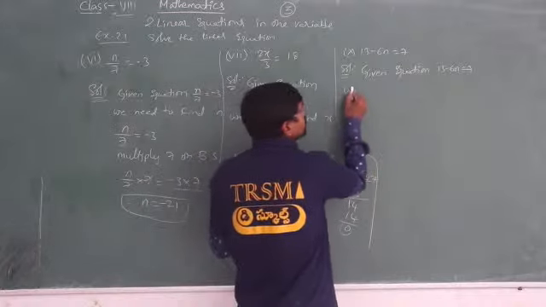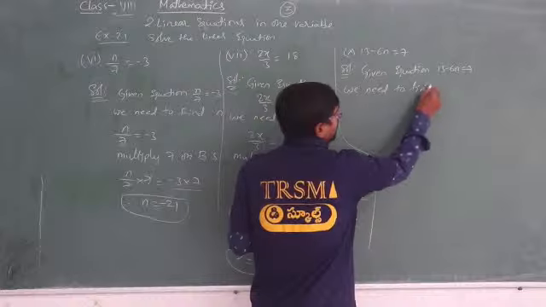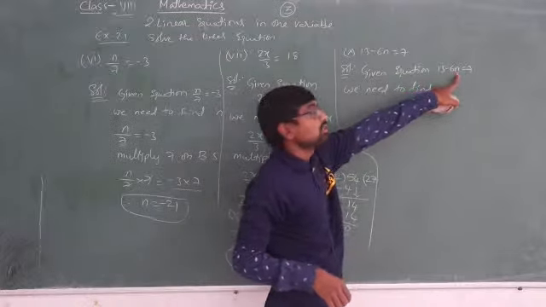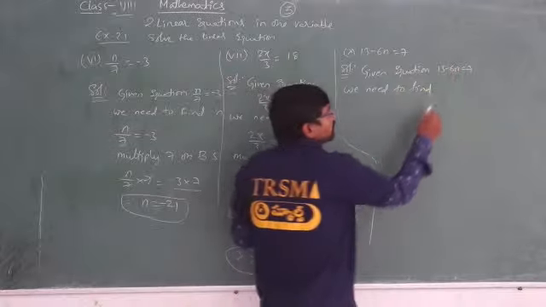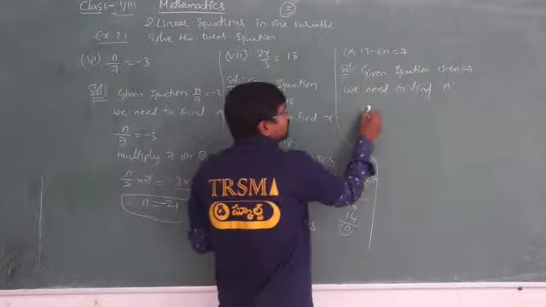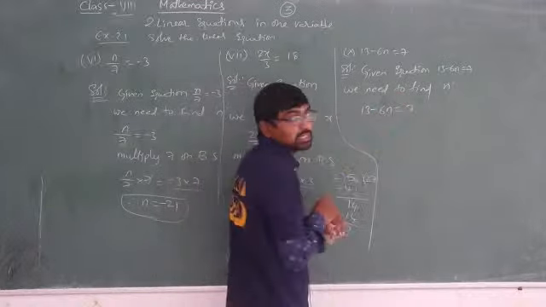So what do we need to do? We need to solve. On solving, what will we be getting? We will be getting the value of n. Find n. We need to find the value of n. So what is the equation? 13 minus 6n is equal to 7, isn't it?